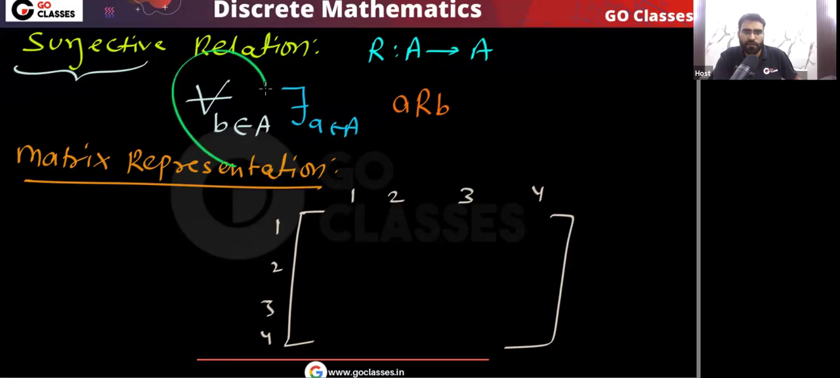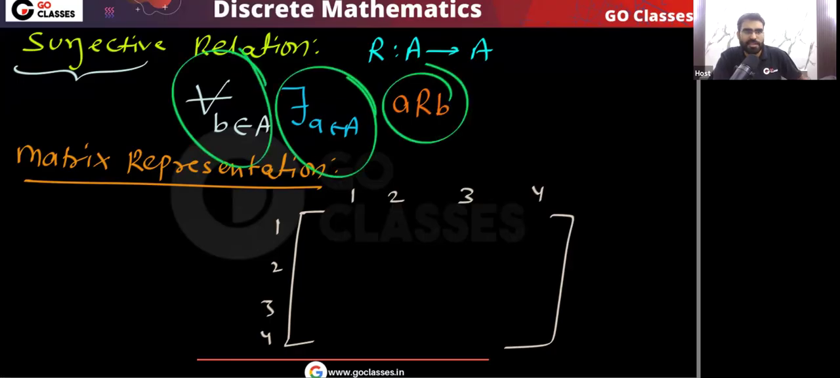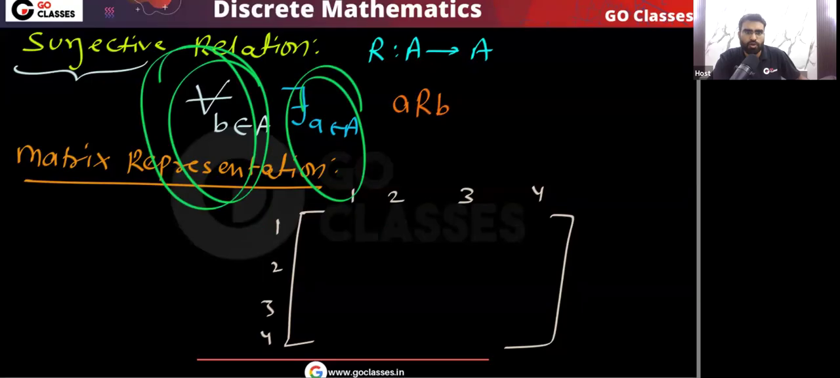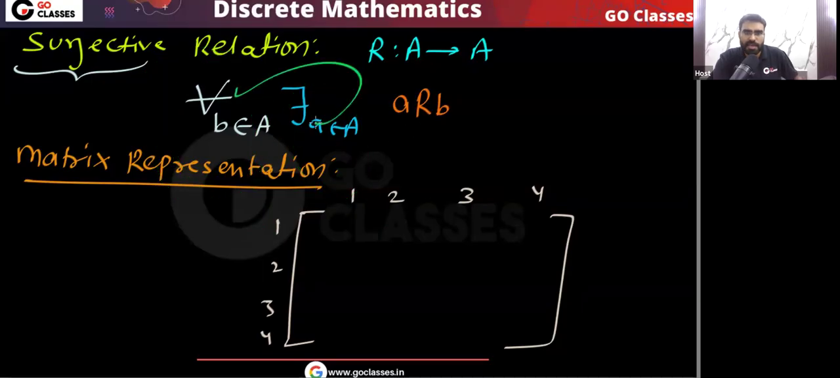We are saying that for everyone there is someone such that A is related to B. For this A, there should be someone related to this B. For example, for this one, there should be someone. Agree? Yes or no? So let's assume for 1, there is a 3.